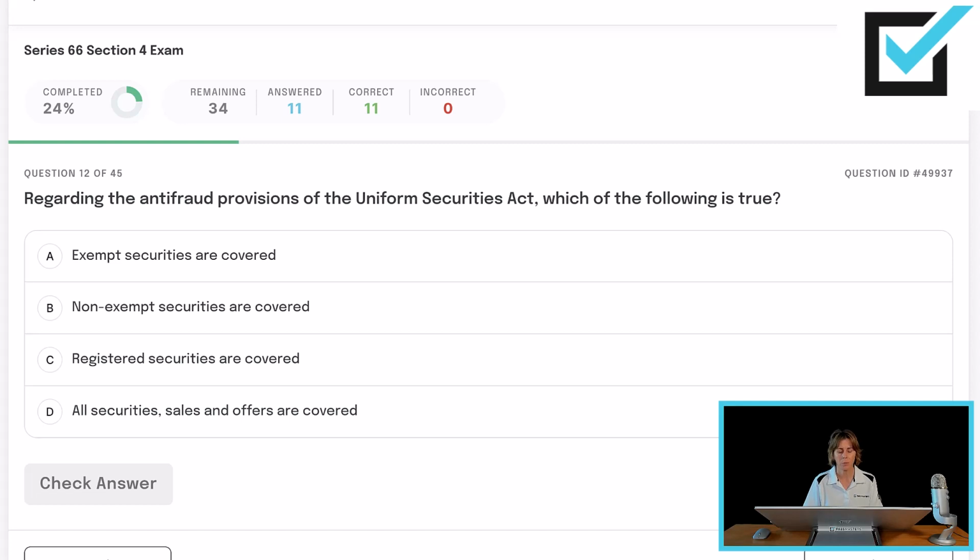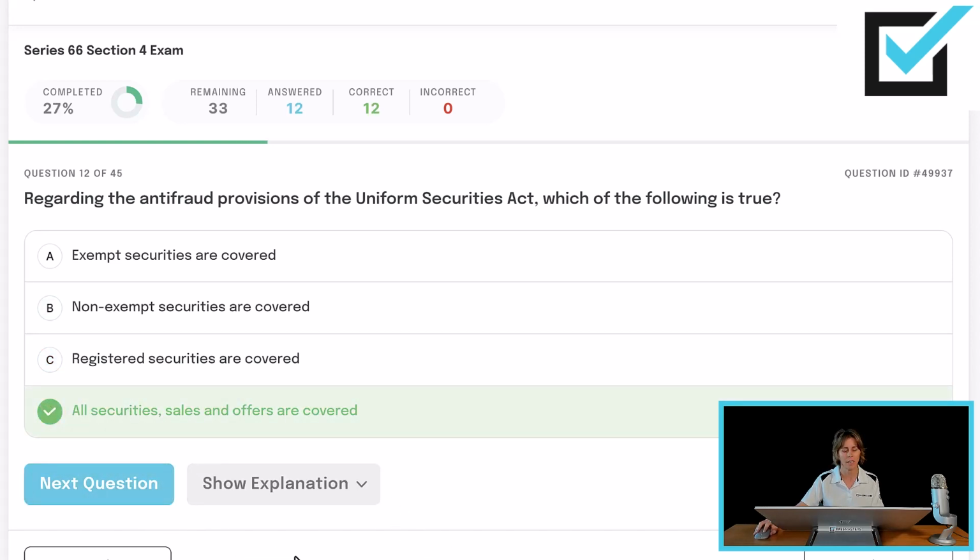Regarding the anti-fraud provisions of the Uniform Securities Act, which is state securities law, of course, which of the following is true? Exempt securities are covered, non-exempt securities are covered, registered securities are covered, or all securities sales and offers are covered. So which is the most correct answer? Because there's some correct answers in there. The anti-fraud provisions apply to everything. All securities sales and offers are covered. So whether or not they're registered, it doesn't matter.